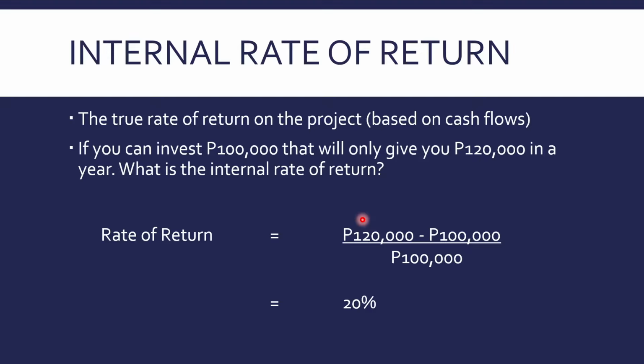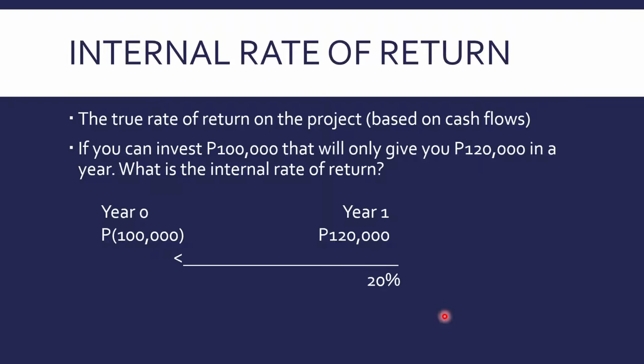So cash flow in a year minus 100K investment divided by the 100K investment, you have 20%. But moving forward, if we're going to deal with projects that would operate for more than a year, we cannot do this calculation. What we can do is to do trial and error. We will look for a discount rate that will give you a 0 net present value. Maghanap tayo gamit yung trial and error ng discount rate para makakuha ng 0 na NPV. Yung rate na yon ay ang internal rate of return.